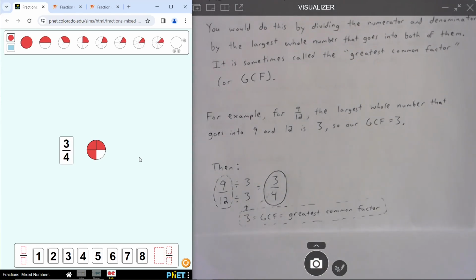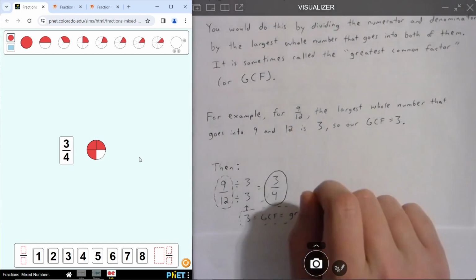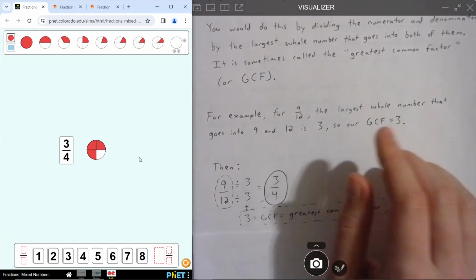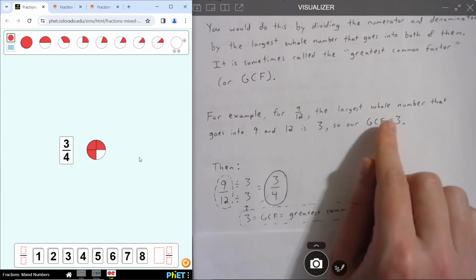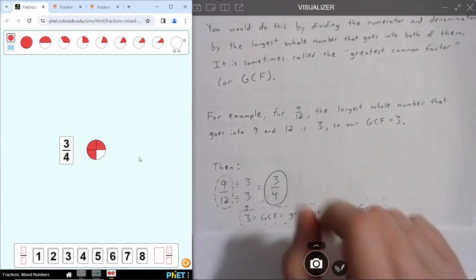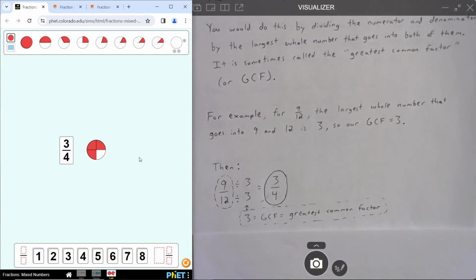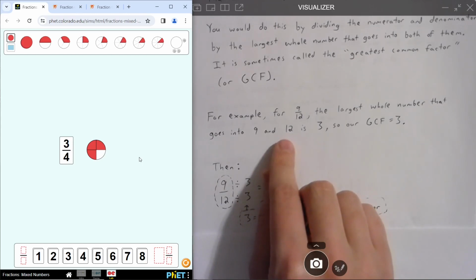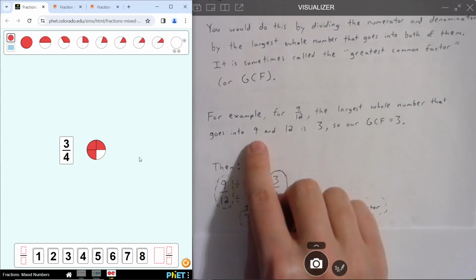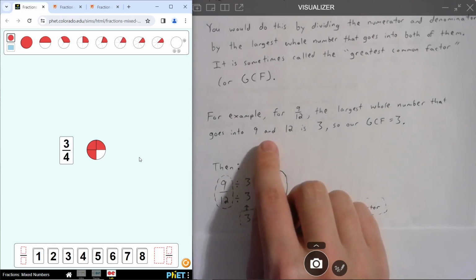For example, let's say we were dealing with the fraction of 9/12. You would figure out, using your knowledge of math facts, what the largest whole number would be that goes into both 9 and 12. Well, when I think about it, right, 1 goes into both 9 and 12, but let's see if something larger goes into both. Well, 2 goes into 12, but not 9. 3 goes into both 9 and 12, right? 3 times 3 is 9, and 3 times 4 is 12. 4 goes into 12, but not 9.